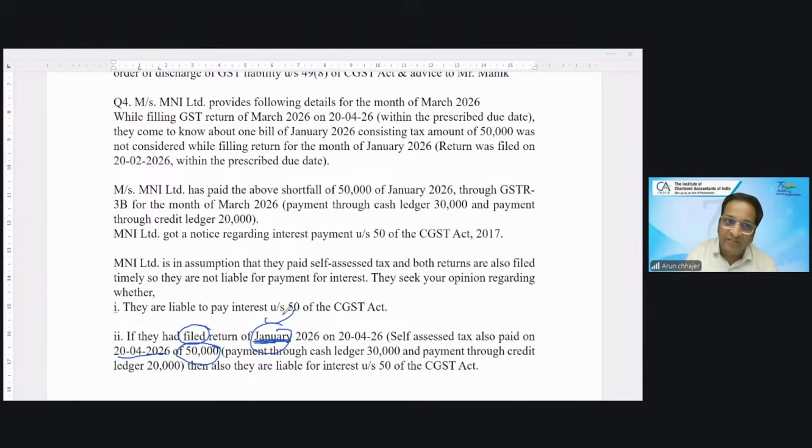It is obviously filed after the due date. That is why the interest calculation is coming. Interest would be applicable only when the return has been filed after the due date. Is that okay, Arun?